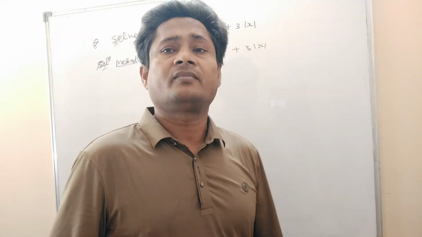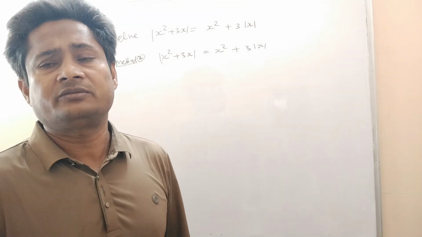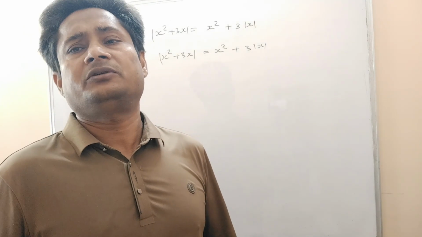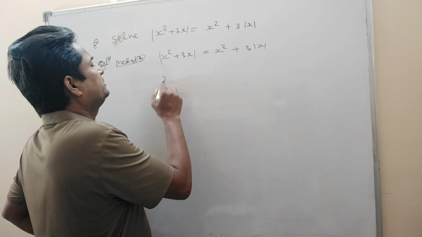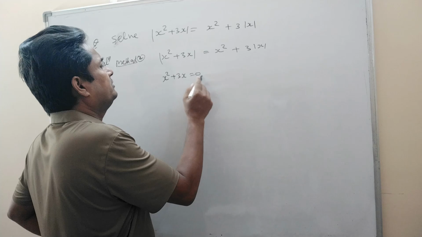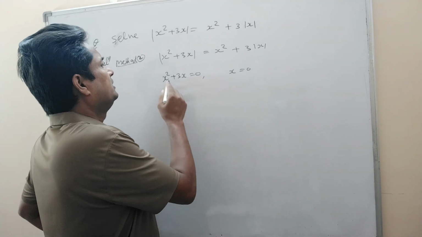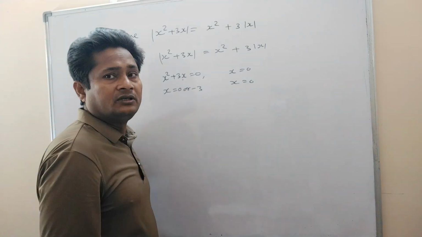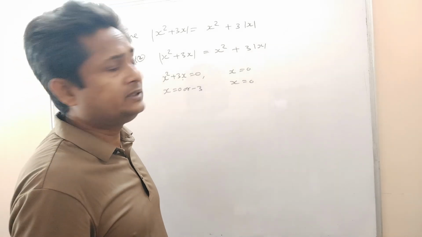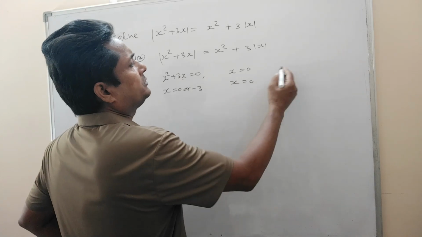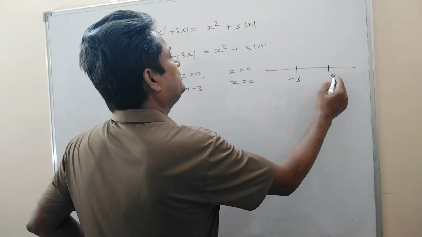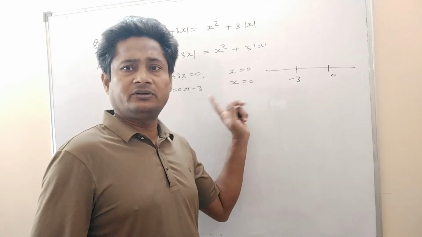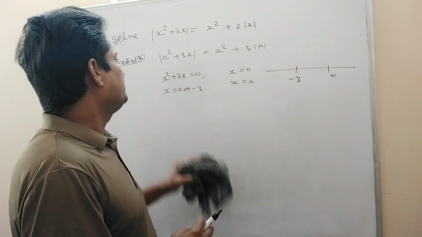I told, whatever the modulus are present, find out the roots of the expressions which are inside the modulus. So now inside the modulus are what? X square plus 3x is equal to 0, and here x is equal to 0. Solution for this one is what? 0 and minus 3, and from here 0. So there are two different roots only, 0 and minus 3. So mark these numbers in increasing order, mark these roots on number line.